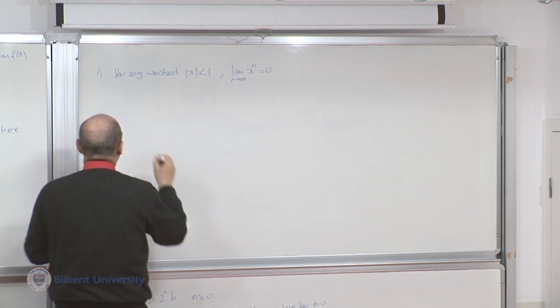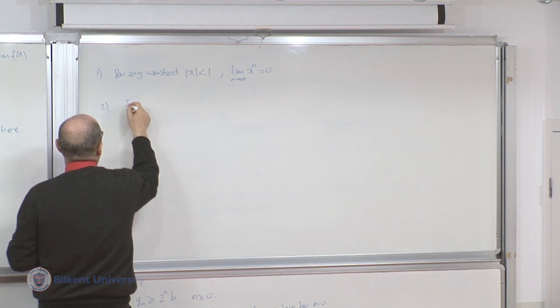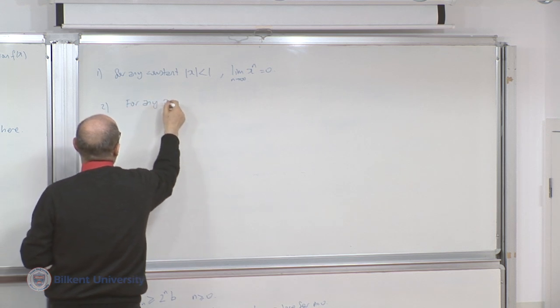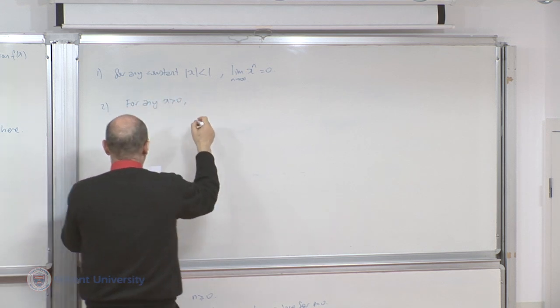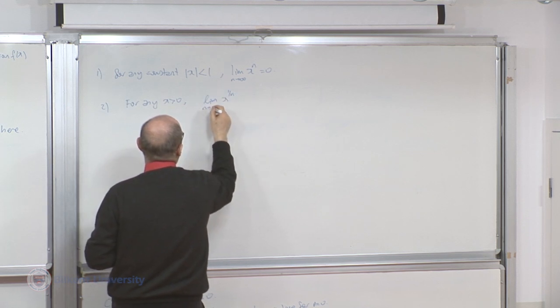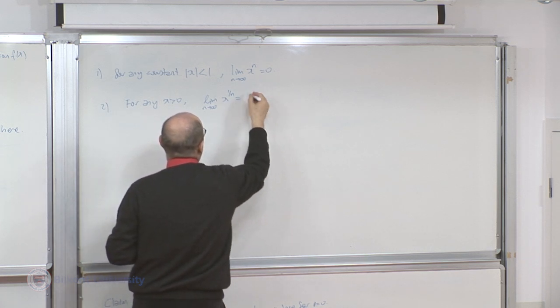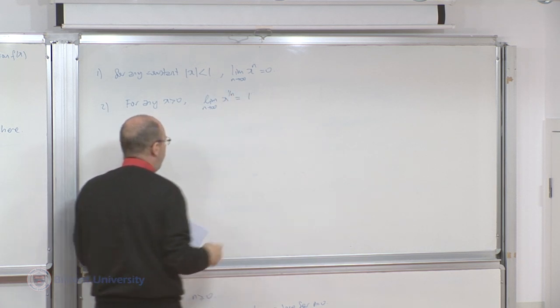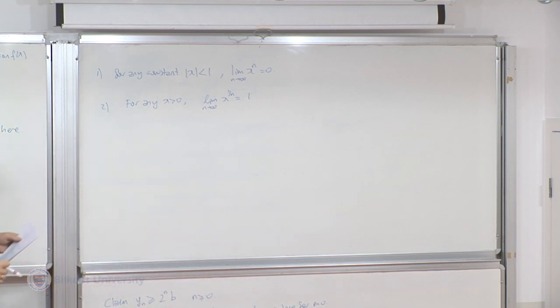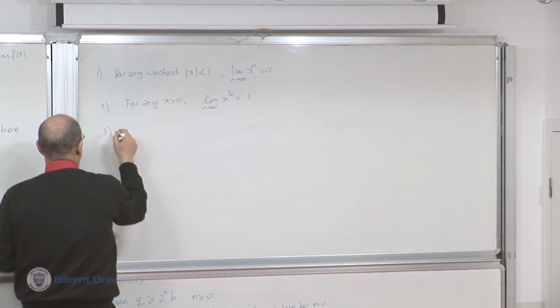Okay, so the second thing is, again, easy. For any constant x positive, the limit of x to the power 1 over n as n goes to infinity is 1, because the exponent goes to 0 and it makes it 1. And when x is negative, that's something in complex analysis. We are not entering into that.